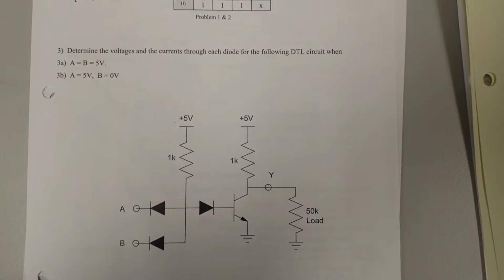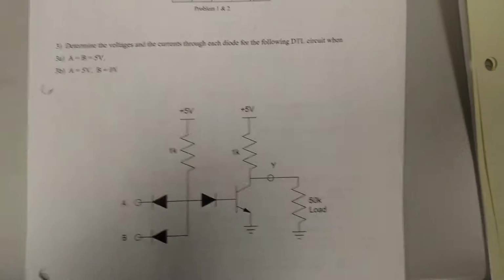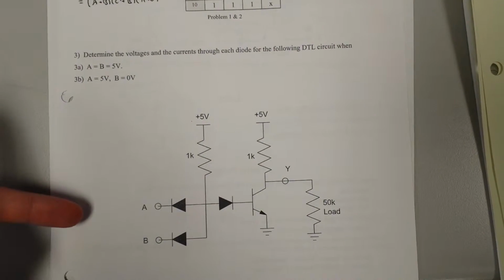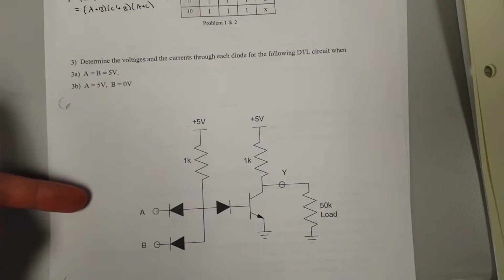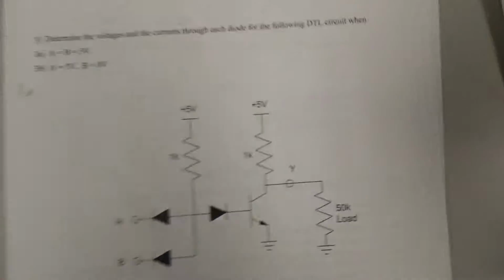And today we're going to be demonstrating a DTL circuit. Looking at the paper, we have two parts here. We have one where our inputs A and B are each 5 volts, and one where A is 5 and B is 0. We'll start with when they're both 5.